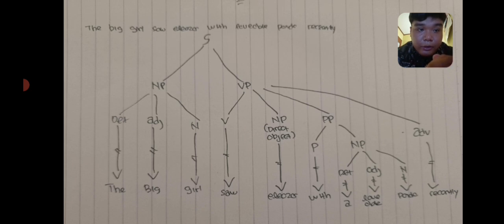In verb phrase, you're gonna divide it into four parts. The verb is saw. Next is noun phrase, which is a direct object, Eleazar. And next is prepositional phrase. Gonna go down again. The preposition is with, and go down into noun phrase. In noun phrase there are determiner, adjective, and noun. The determiner is a, adjective is lovable, the noun is panda. The last is the adverb from the verb phrase. It is recently.